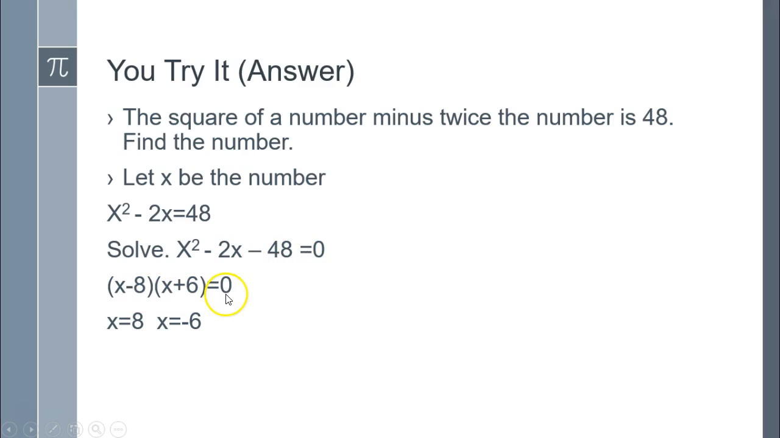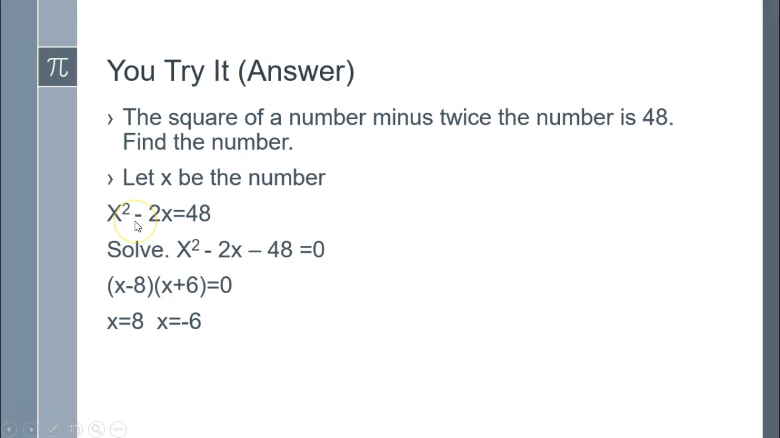This does factor, and I get 8 is one possibility and negative 6 is the other. Again, I wasn't told it's a positive number. It's not a problem where I'm taking measurements that can't be negative, so both of these seem to work in the equation. 8 squared is 64. 2 times 8 is 16. 64 minus 16 is 48.